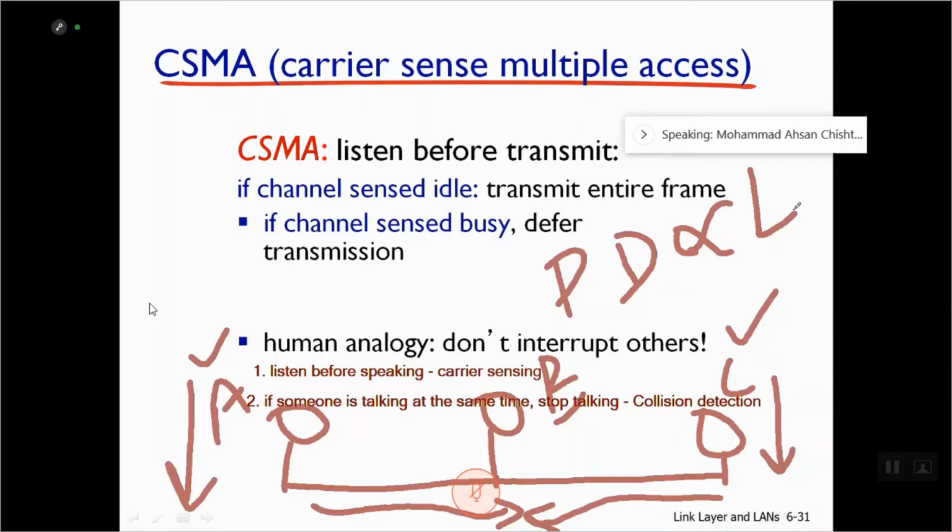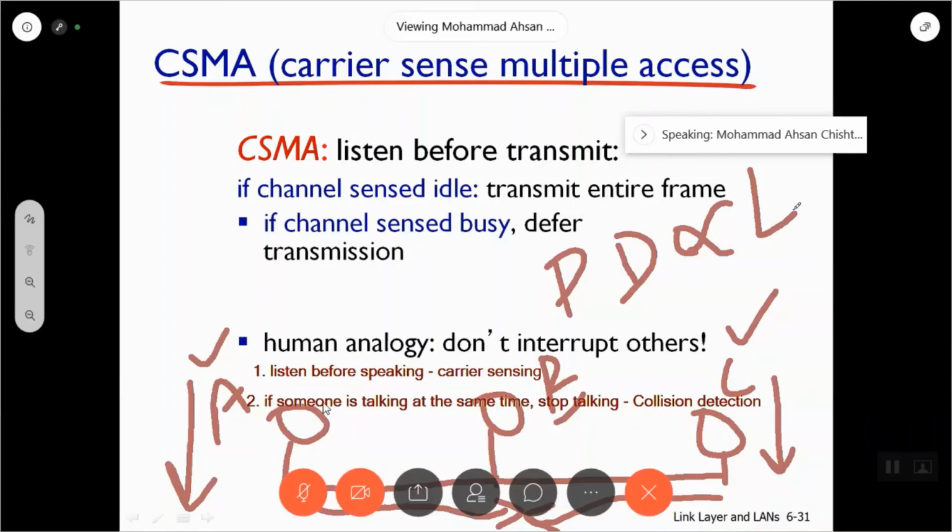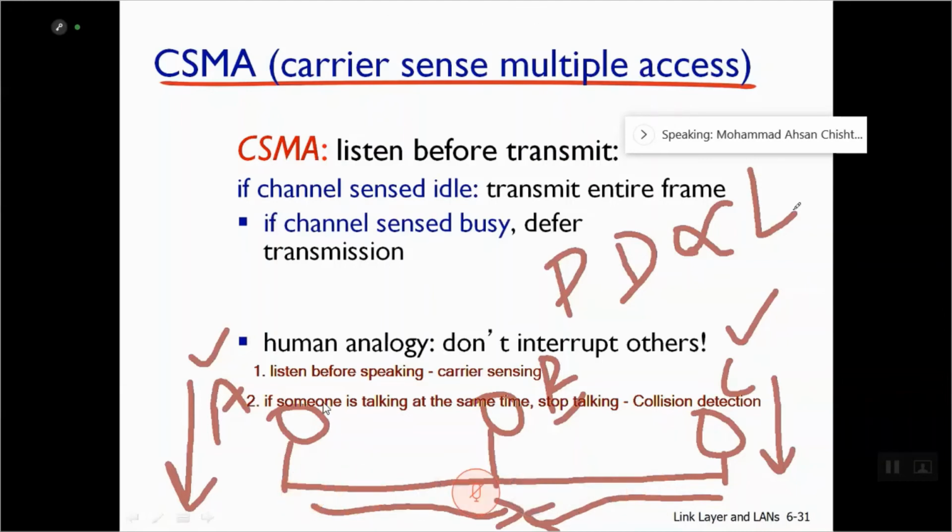Even though we have CSMA, both of them sense it. It's like Ramanan and me. They want to speak. Both of them, we are quiet. Now I want to speak. Ramanan also wants to speak. Channel is empty. We start at the same time. This is what we have.